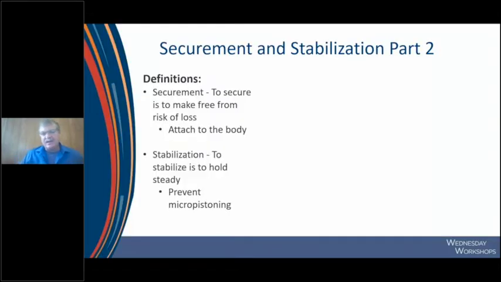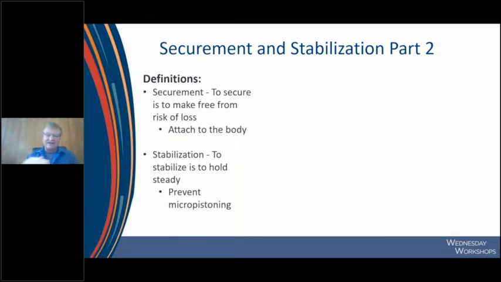Securement and stabilization, people interchange them, but to me they are two distinct, different terms. Securement is to secure, or to make free from risk of loss. It's attaching it to the body. That's what securement means to me, attaching it to the body.